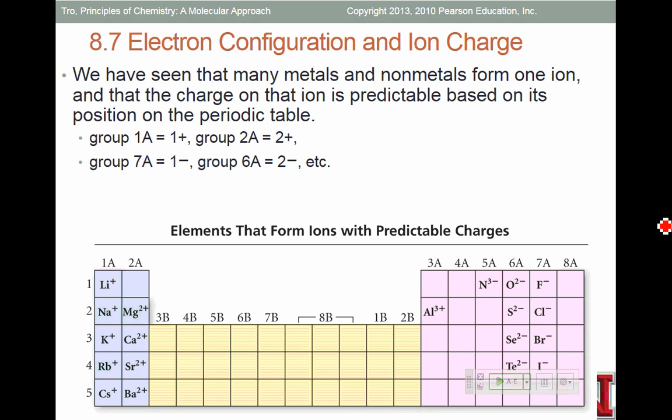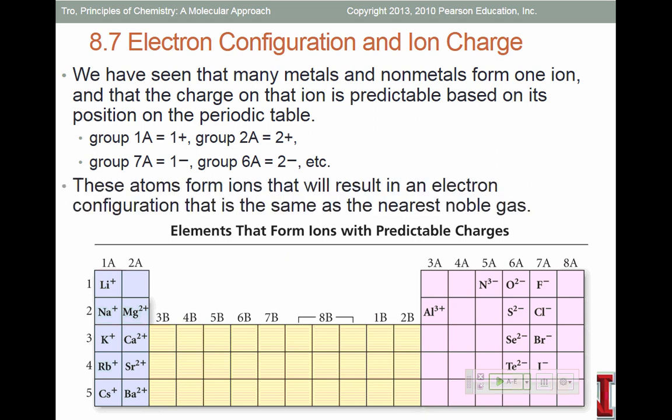Oxygen needs 2 more electrons to form a full octet, that's why it makes a 2 minus. Fluorine needs 1 more, that's why it makes a 1 minus. And as you look at the nonmetals under oxygen, they behave the same way. They all need 2 more electrons to form the octet and look like the valence of the noble gas next to them. So that explains what we learned in chapter 2, why this occurs, and why the periodic table helps us predict that this occurs.